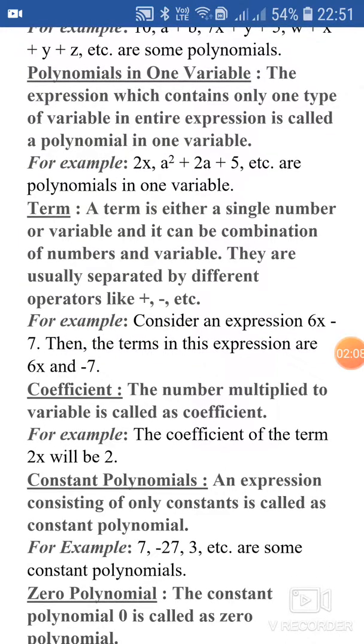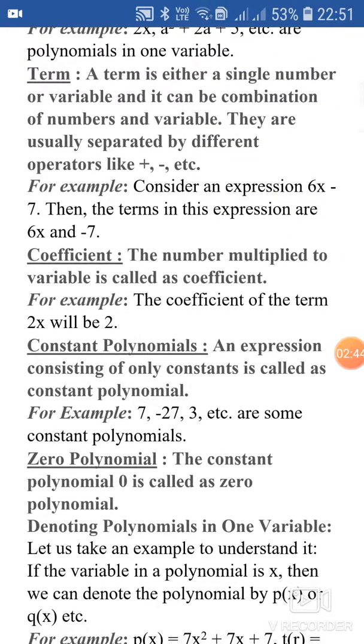Take the same example, a square plus 2a plus 5. It has three terms. A square is one term, 2a is the next term, and 5 is another term. A term is either a single number, for example only 5 or 2x, or a combination of terms, as in a square plus 2a plus 5. Terms are always separated by plus and minus, not by multiplication and division.